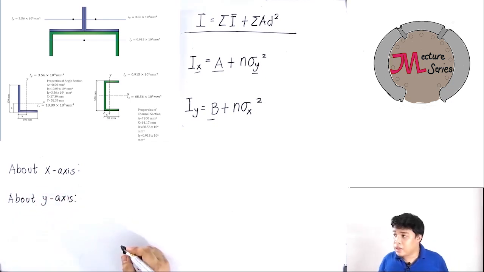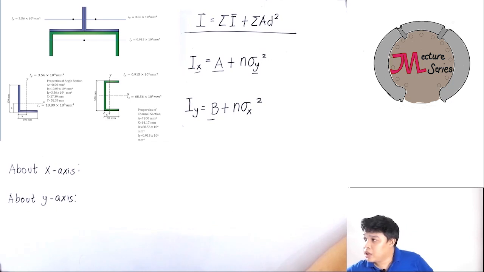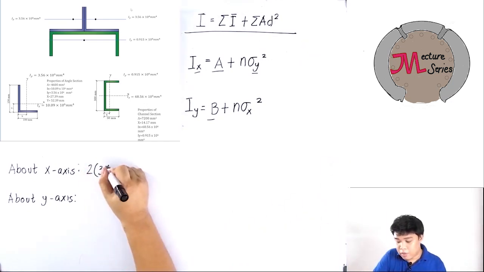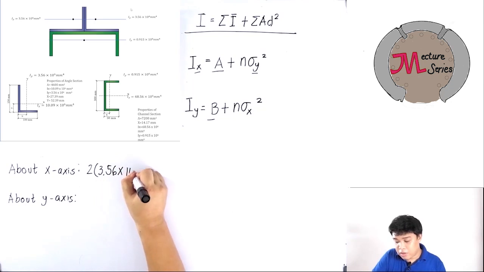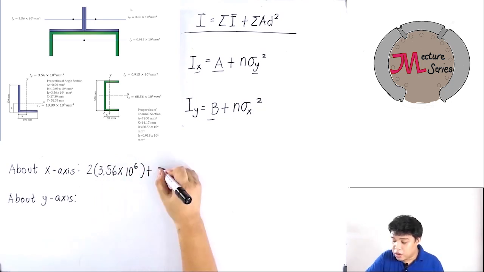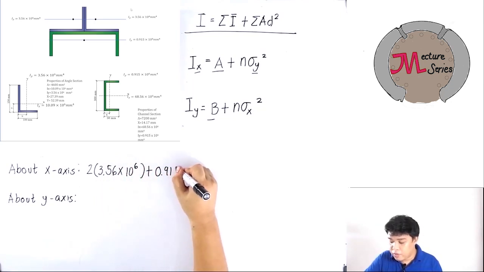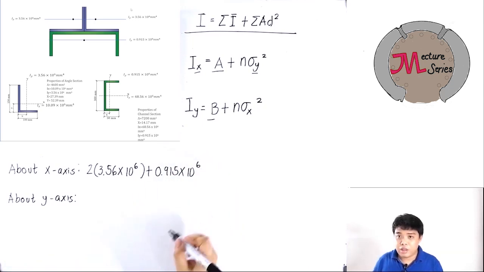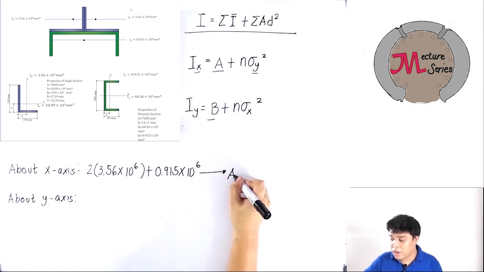For about the x-axis, you can just multiply the 3.56 times 10 to the 6 by 2. That is 2 times 3.56 times 10 to the 6th power plus 0.915 times 10 to the 6th power. And then this value will be stored to A.